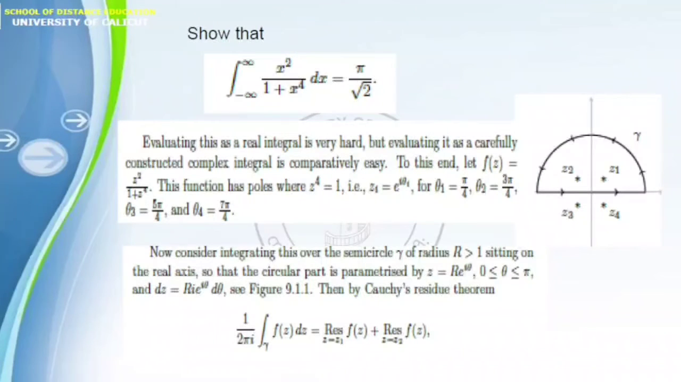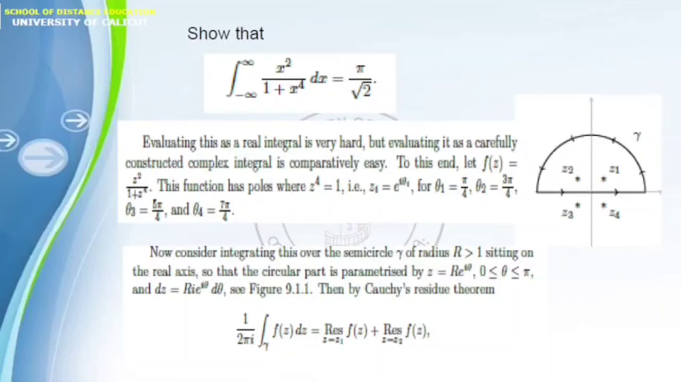Show that integral minus infinity to infinity x square by 1 plus x raised to 4 dx equals pi by root 2. So we have to find the integral minus infinity to infinity x square by 1 plus x raised to 4 dx. Evaluating this as a real integral is very difficult, so we can integrate it as a complex integral.